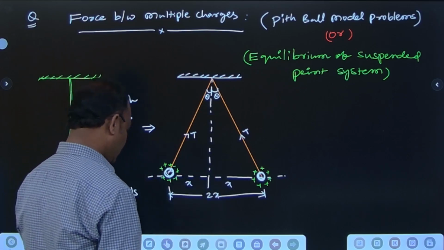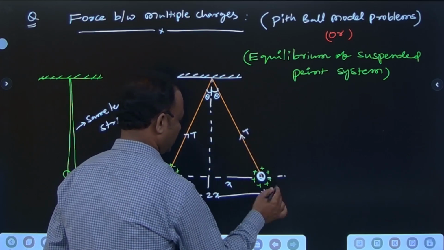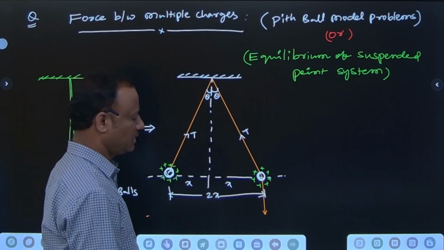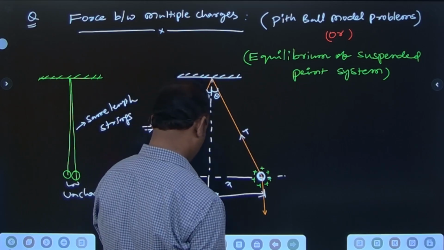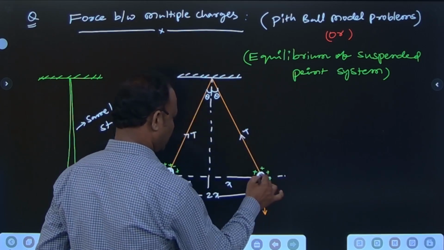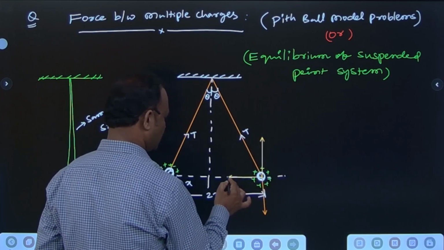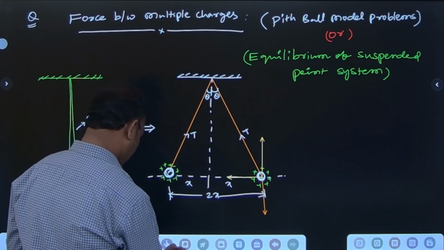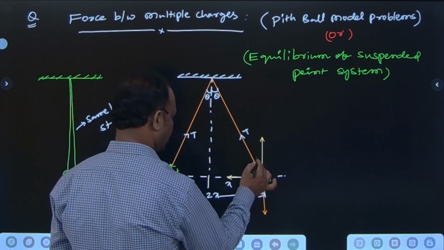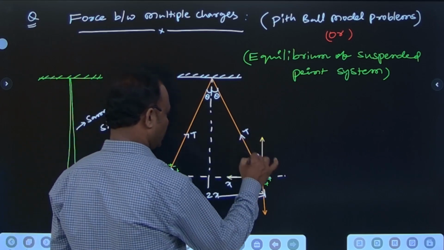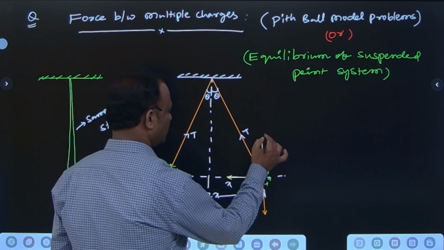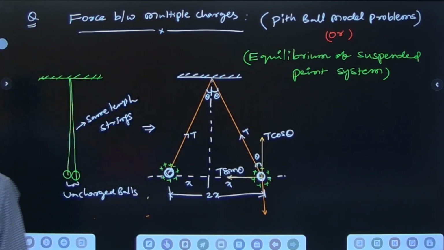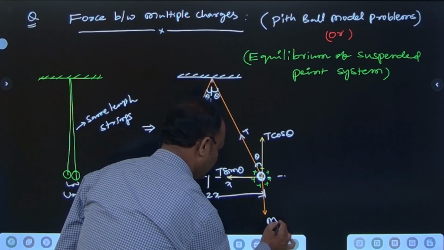What forces are acting on this? Choosing any one ball, the first force is the tension T, and its weight is mg. Tension T is resolved into two components. Since each string makes an angle theta with the vertical, the adjacent component is T cos theta and the other is T sin theta. Its weight is mg.